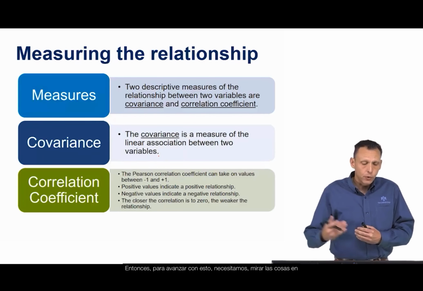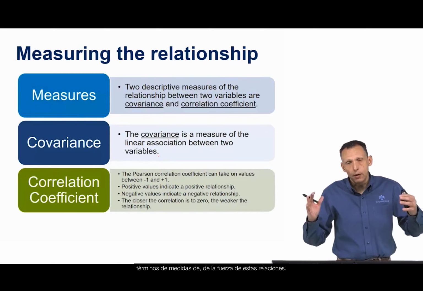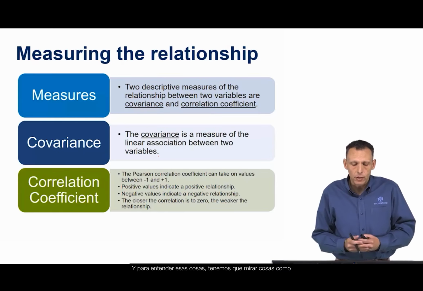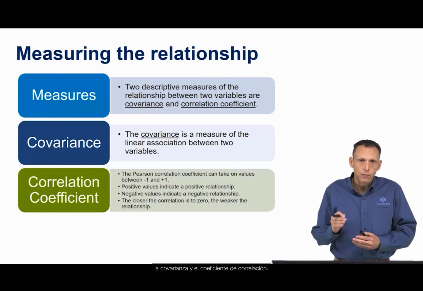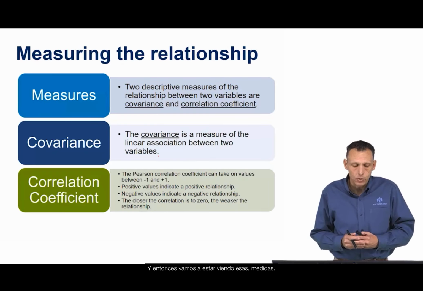So to get further with this, we need to look at things in terms of measures of the strength of these relationships. And to understand those things, we have to look at things like covariance and the correlation coefficient. And so we're going to be looking at those measures.